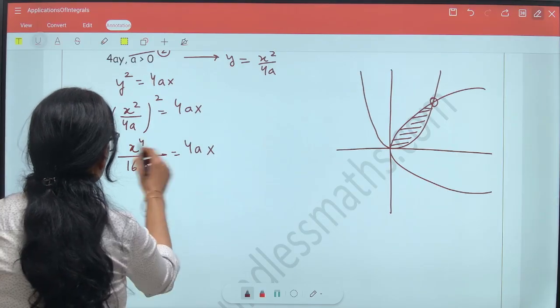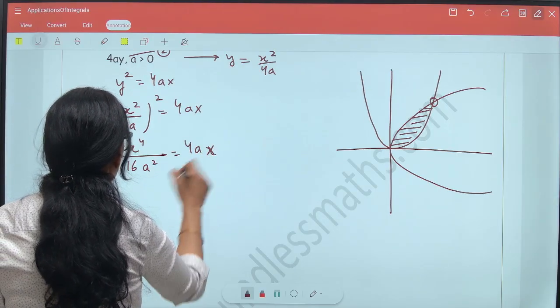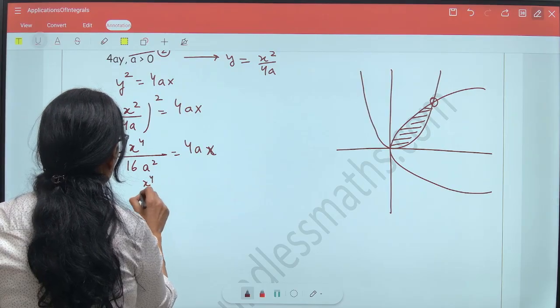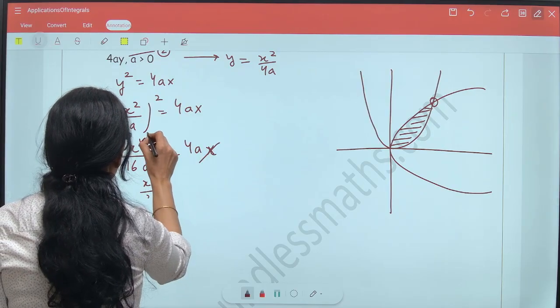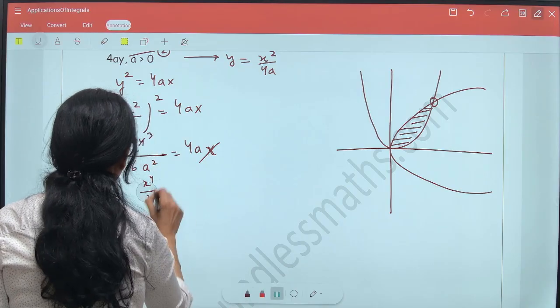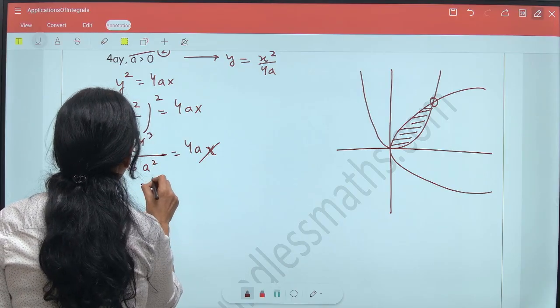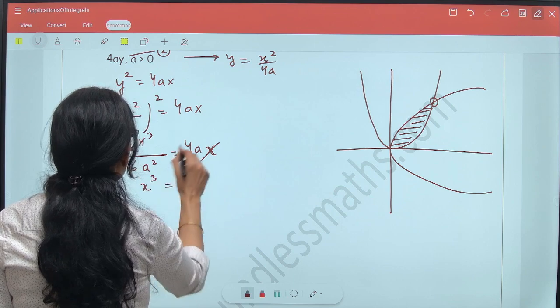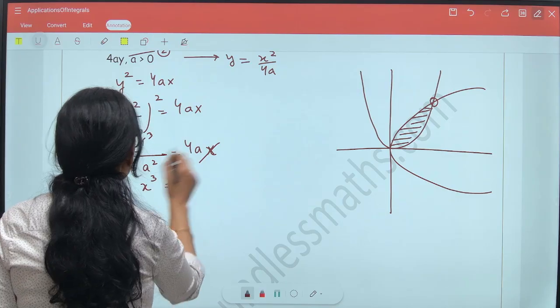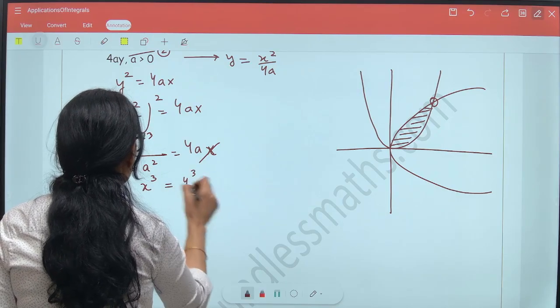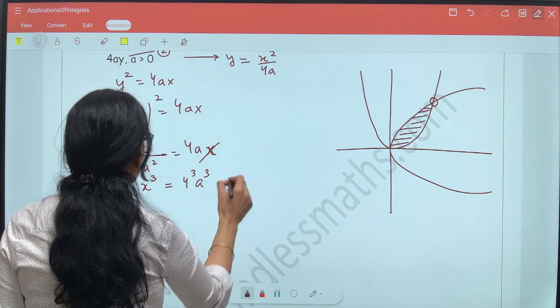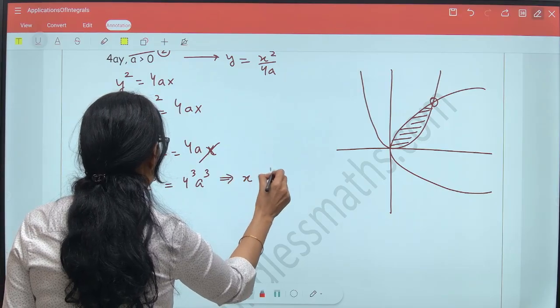Okay. So let's solve this. x to the power 4, one of the x gets cancelled, so it becomes x cube, not x to the power 4. So we have x cube equals 16 a cube, since 16 is 4 into 4, which becomes 4 cube, and a into a square is a cube. So this means the value of x is 4a.